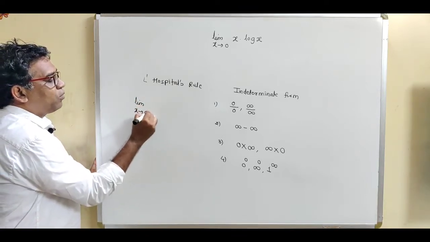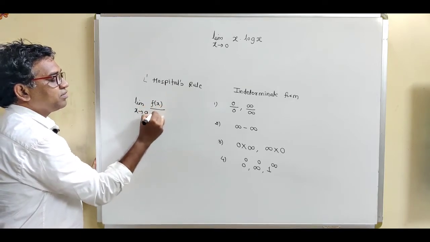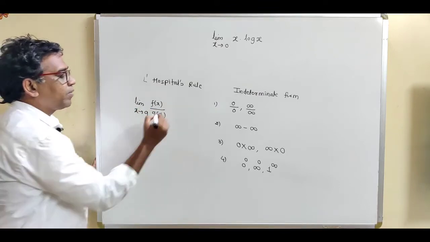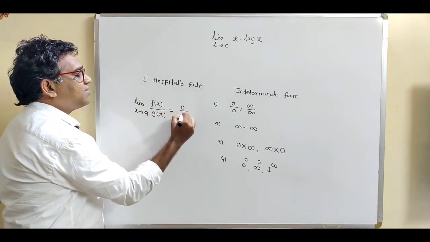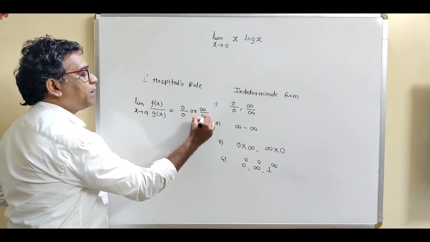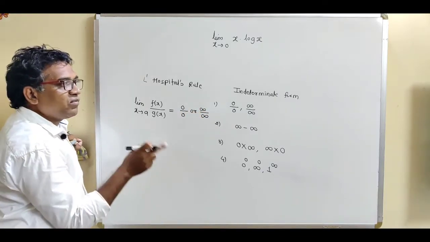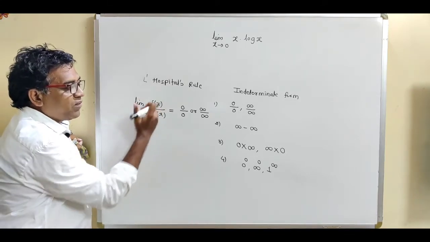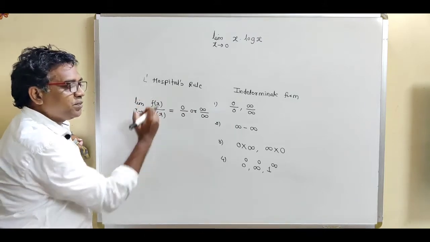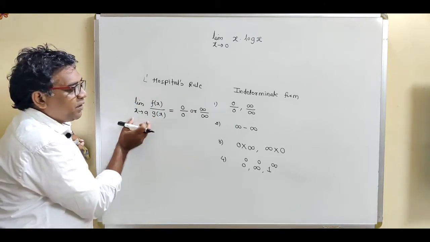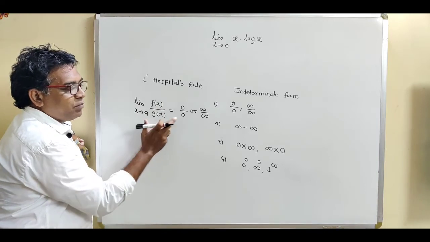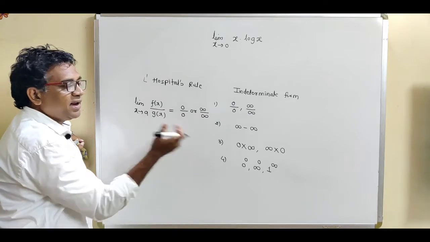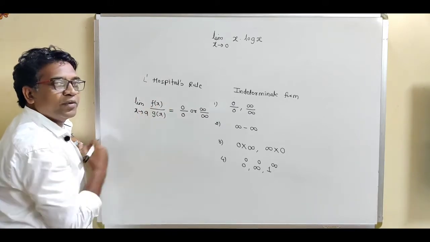If the limit form of some division, if that is either in 0 by 0 or infinity upon infinity form. See what is the requirement for the applicability of L-Hospital rule. First of all, we require the division form. Limit form, it should be the division form. If the limit form of some division is either in 0 by 0 or infinity upon infinity form, then we can apply the L-Hospital rule.